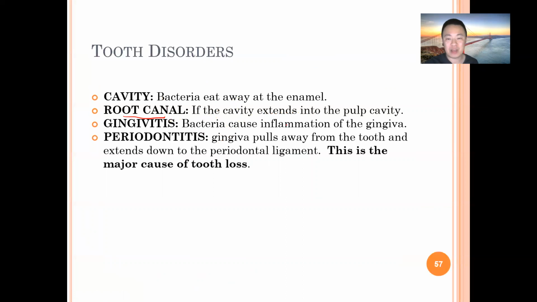Gingivitis here is inflammation of the gingiva, a lot of times due to a bacterial infection. And periodontitis here is when the gingiva pulls all the way down from the tooth and eventually exposes the periodontal ligament. If that's not taken care of, the periodontal ligament might get eaten away by the bacteria, and therefore the ligament snaps, the tooth is lost.